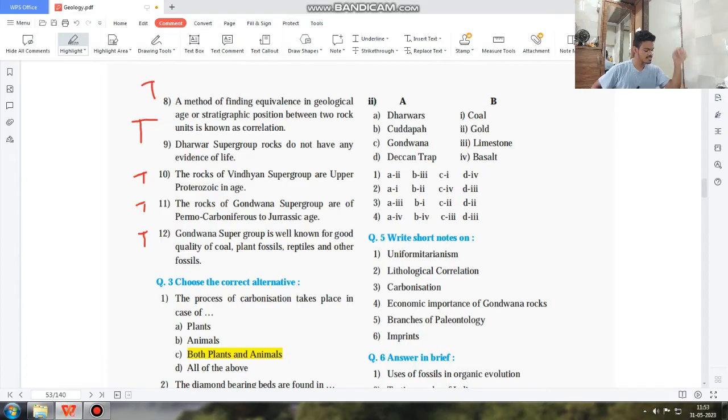Okay, so that's it, I guess. Second one also is there. This is the first answer. Dharwar, Kadappa. These all are the super groups. You can read the super groups. You can come to know.